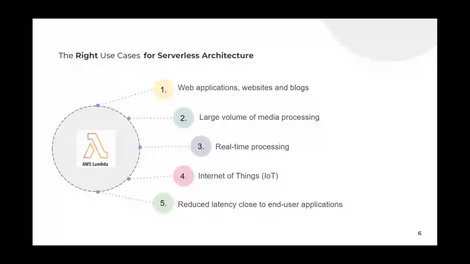And last but not least, reduce latency close to the end user applications. Developers who want to push some or all of their application functions close to the end user for reduced latency will require at least a partially serverless architecture, since doing so necessitates moving some processes out of the origin server.